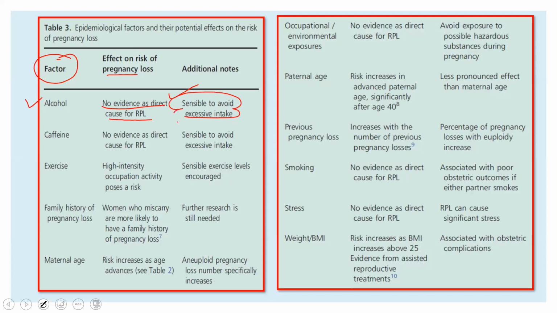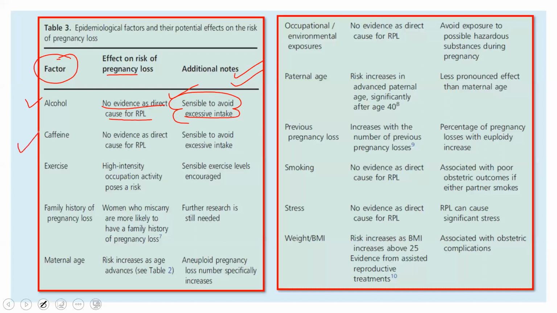According to the new NICE guideline on antenatal care of pregnancy, they say no amount of alcohol is permissible for any healthy pregnancy. Earlier they used to say that they can take alcohol, but in less amount. But according to the new guideline 2021, no amount of alcohol is permissible for pregnancy. However, they say in recurrent miscarriages that yes, it is better to avoid excessive intake.